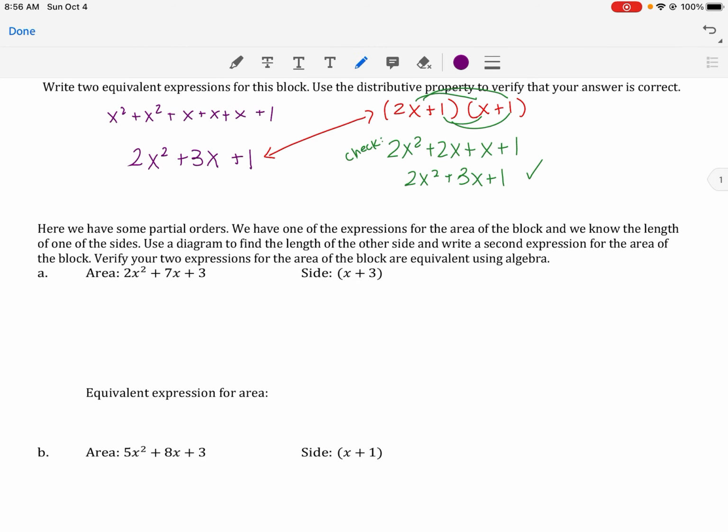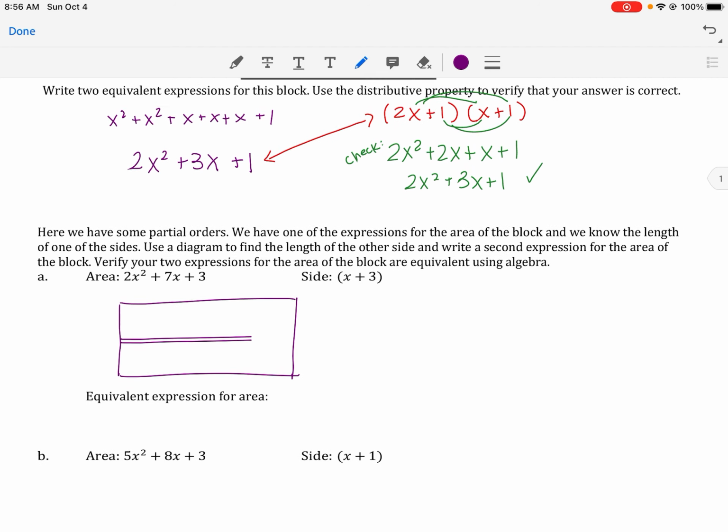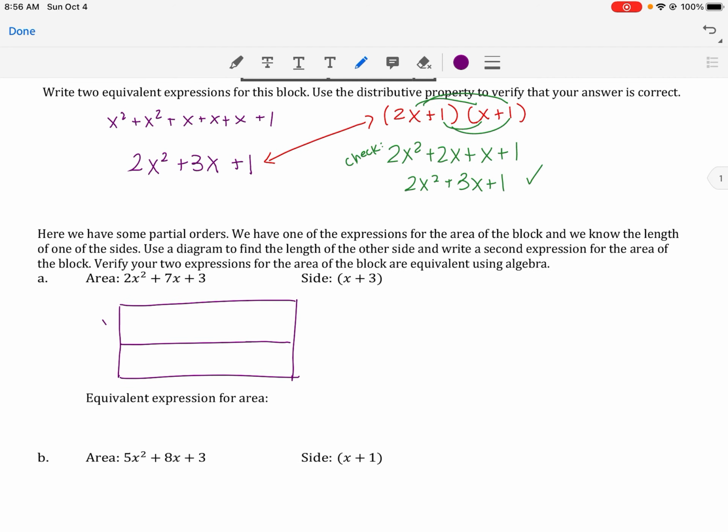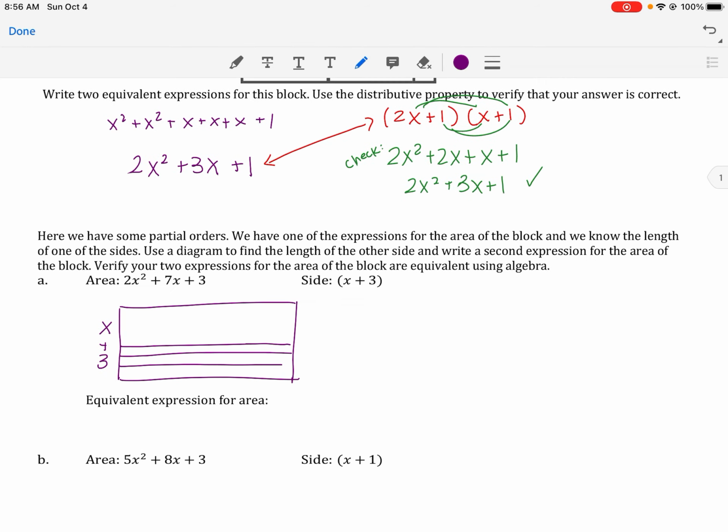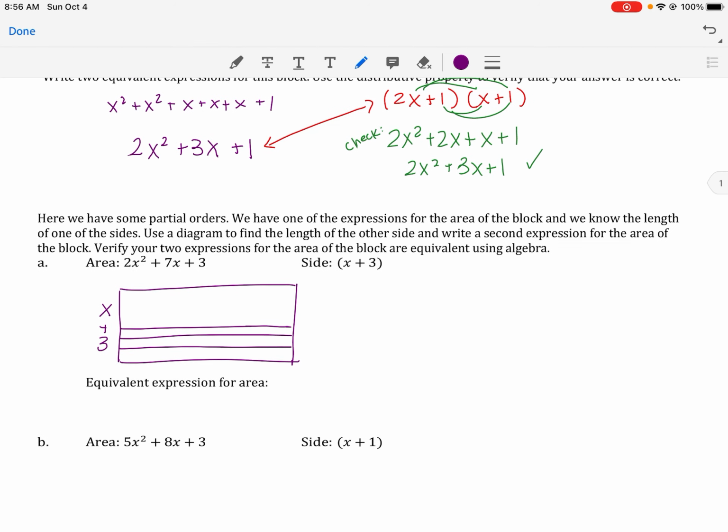Okay, so we have one side, so we've got a rectangle, and we've got a length of x. Okay, so this is the length of x. We know we have plus 3. So this is then going to be 3. Okay. So here we want to have 2x squareds. So we're going to have 1x. And we've got to have another x to make the 2x squareds, right? Because this is now x squared, and so is this.